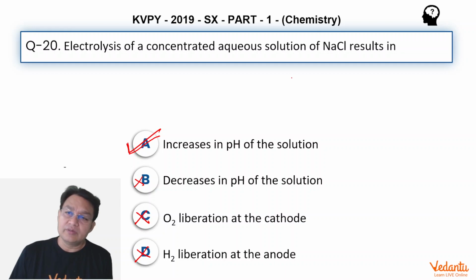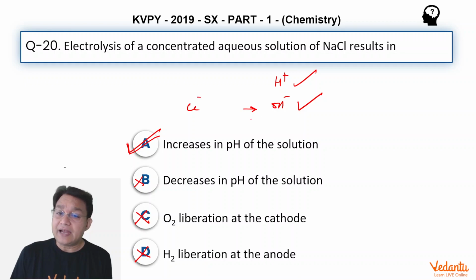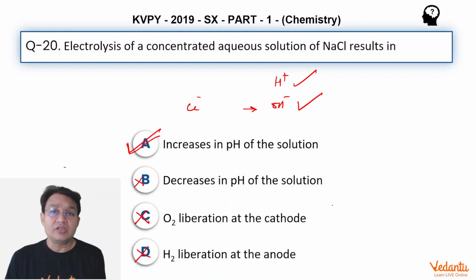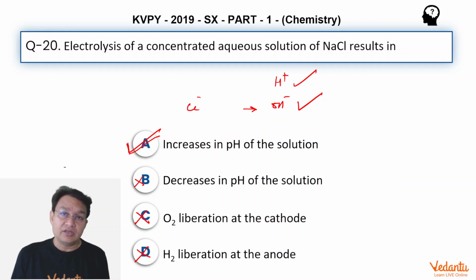There could be another possibility that H+ is liberated from one side and OH- from the other side, instead of Cl-, if water were getting oxidized. In that situation there should be an option saying there is no change in pH. But can we see any such option here? No. There is no option like no change in pH. So obviously there is going to be a change in pH, and it is going to increase.